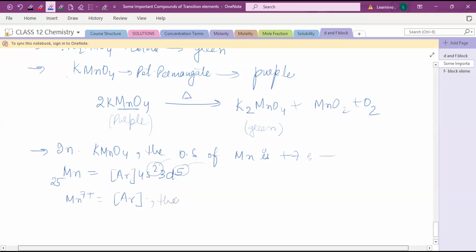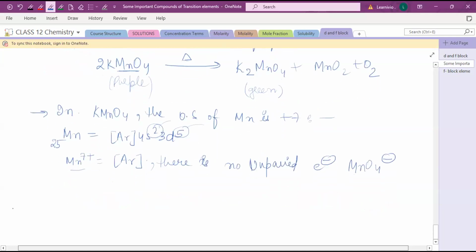So in Mn7+ there is no unpaired electron. Okay, so Mn7+ means it is MnO4 minus. So in the MnO4 minus ion, there is no unpaired electron. You can check here.